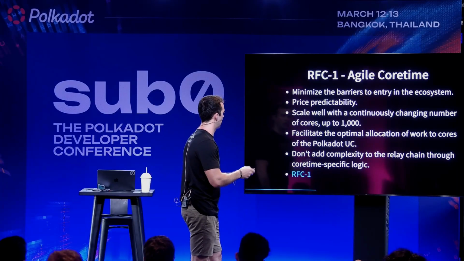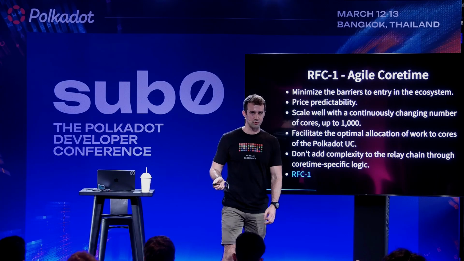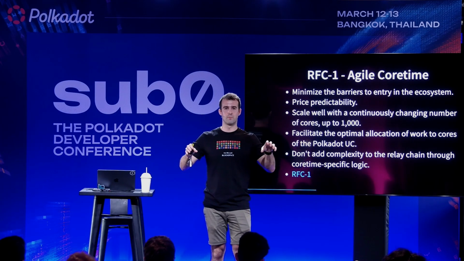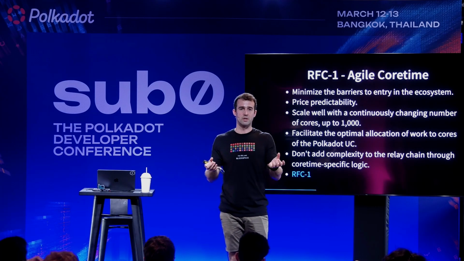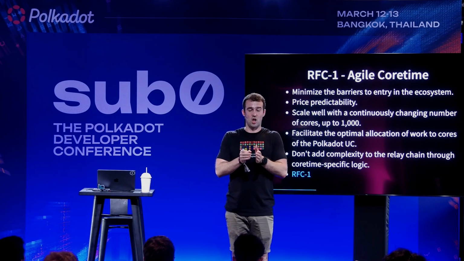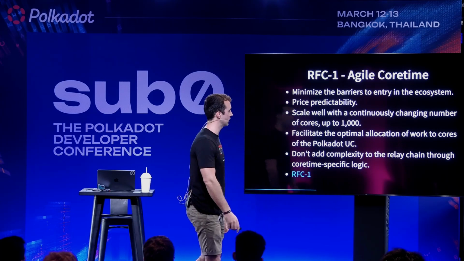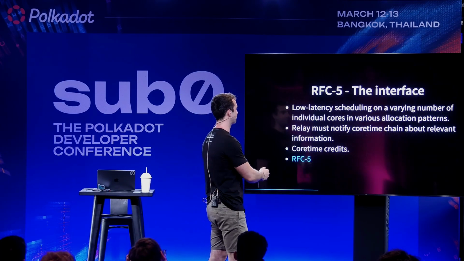And then another one is, don't add complexity to the relay chain through core time specific logic. We want to decouple these two chains and make it so that each one can be adapted or iterated on without not being able to talk to each other anymore. More details in RFC 1. I've left a link for when I share the slides.